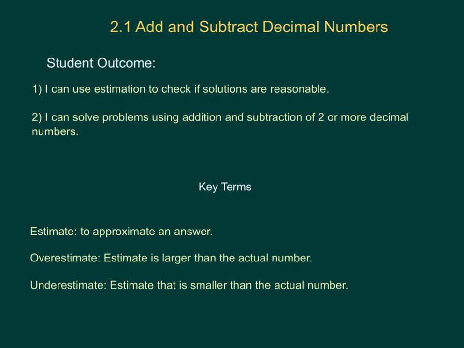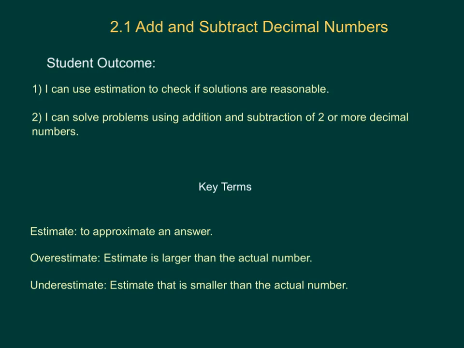Today we're looking at 2.1, add and subtract decimal numbers. So today our student outcomes are: I can use estimation to check if solutions are reasonable. So we're looking at estimating today. And number 2, I can solve problems using addition and subtraction of 2 or more decimal numbers. What that means is the main focus of today's lesson is going to be estimating decimal numbers and then doing the actual calculations of adding and subtracting decimal numbers.